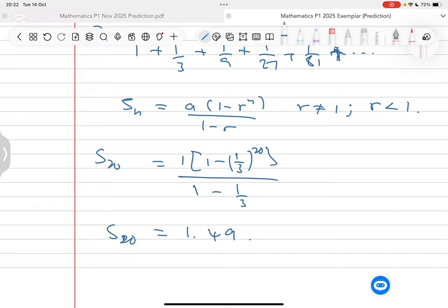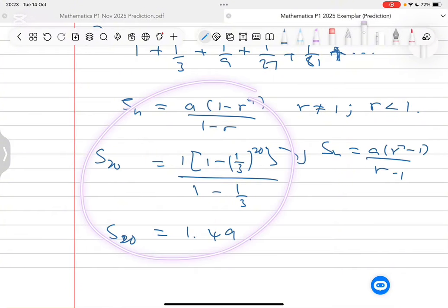It is possible to use the equation a(r^n - 1) over r - 1. You should get the same answer, especially because you use a calculator. It's just that this one is preferred when our r is less than 1, as I said. But it will give you the same answer, like really the same formula.